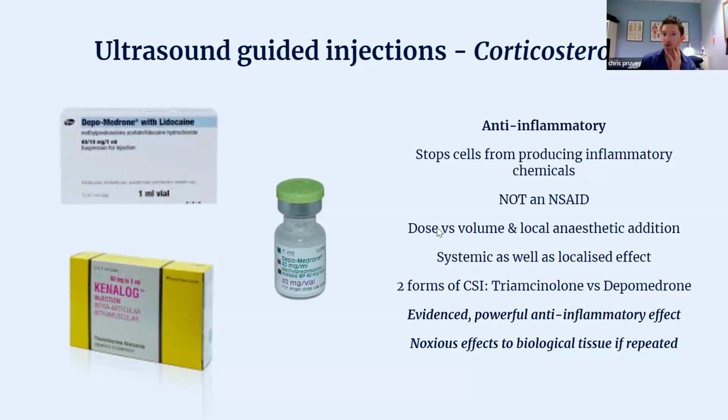And I've just put dose versus volume. We basically bulk it out, as I suggested, with some local anesthetic as we need. So if I'm injecting a large joint and I've only got a tiny bit of steroid, because it's a very small volume, quite a concentrated medication, I want to bulk it out with some local anesthetic and put them in as a bolus so it gets around the joint. So that's really how we do that.